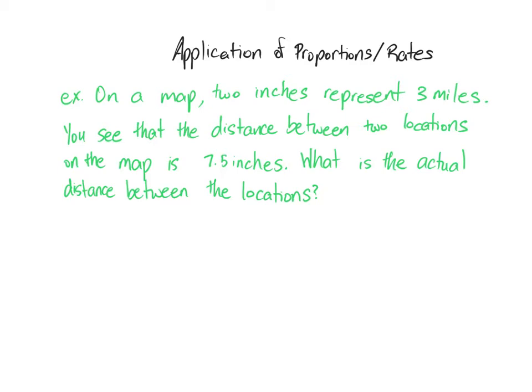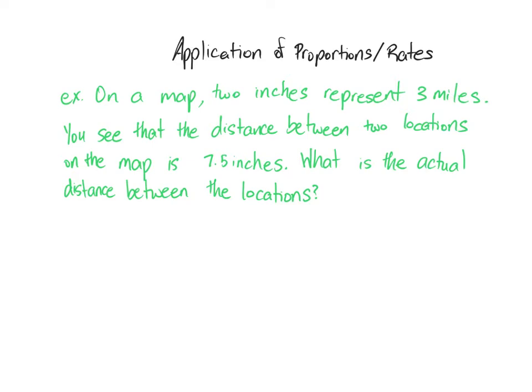So a real world situation often has something called a rate. And a rate is just a ratio that has two different units, because you're comparing two different units. So in this case, 2 inches represent 3 miles. So that is a rate because those units are different.